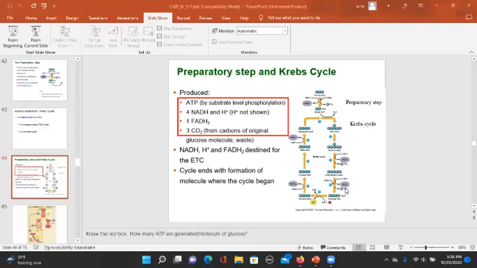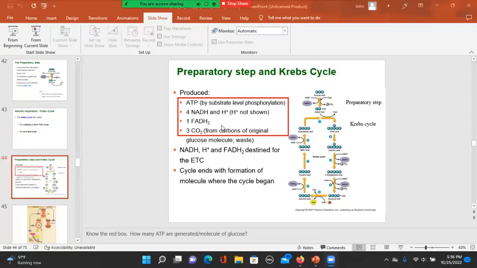Know that because the preparatory step and the Krebs cycle run 2 times per molecule of glucose, then 2 ATP are generated per molecule of glucose right here. And 8 molecules of NADH are made, and then 2 FADH2 molecules are made per molecule of glucose.